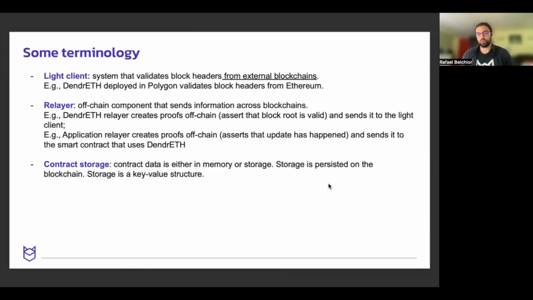Another concept we need is the concept of contract storage. So in Ethereum, smart contracts store data in memory or in storage. Storage is persisted on the blockchain. It's more expensive than storing it in memory because that storage is replicated across all nodes, and the storage is a key value store.